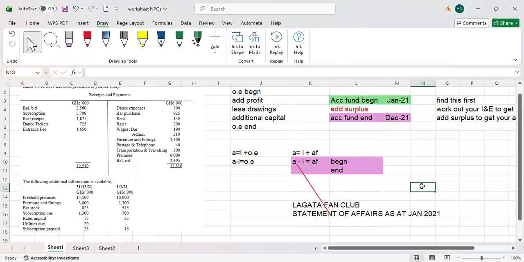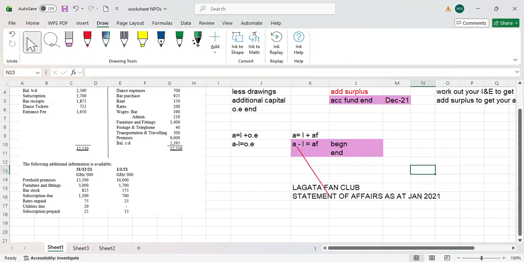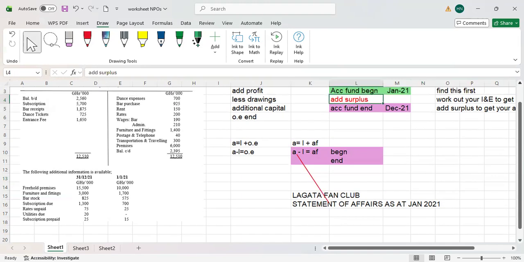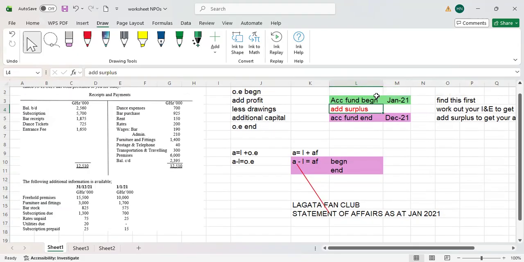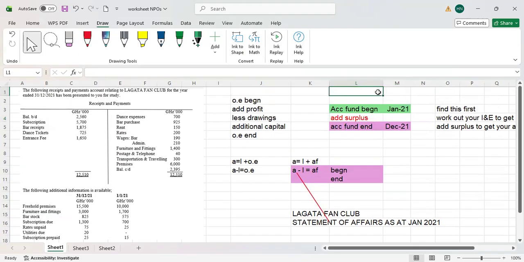So I want my statement of affairs. I'm going to look for my assets. I'm going to look for my liabilities to give me my accumulated fund. Why do I need my accumulated fund? Because I'm going to add it to my surplus to give me my accumulated fund at the end. All of these would come into, remember, which statement? The statement of financial position.